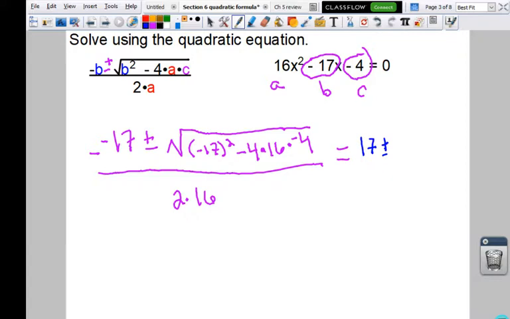Minus 4 times 16 times negative 4. Should you put parentheses around it? Parentheses, and that's great.